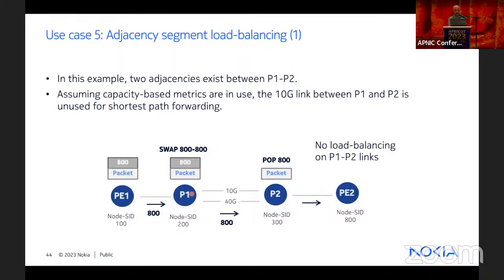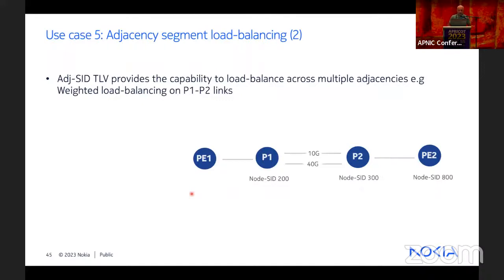So a very simple solution to that is to use adjacency segments. With the adjacency SID TLV that is advertised as part of the IGP, you've got a way of associating a weight with the different links that are part of that adjacency. So for example, in that same network, we can advertise for the links between P1 and P2 an adjacency SID specifically for the 10 gig link. This is 1001. We can also advertise an adjacency SID for the 40 gig link with a SID value of 1002, but it has a weight of 4.